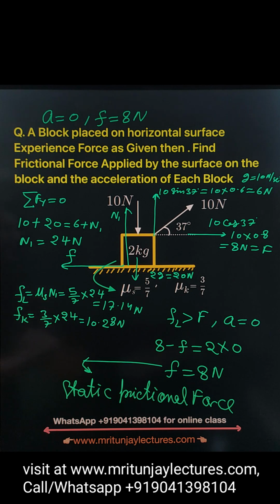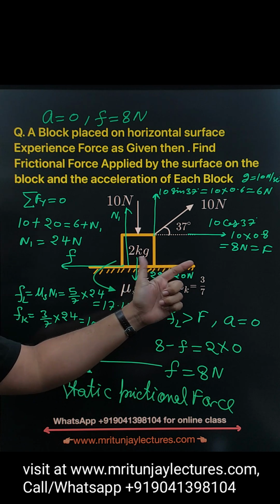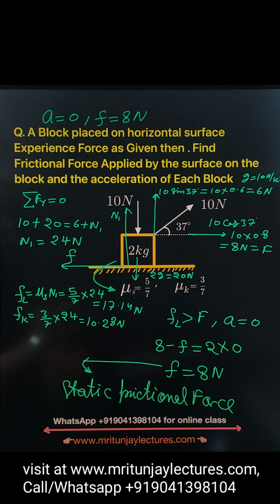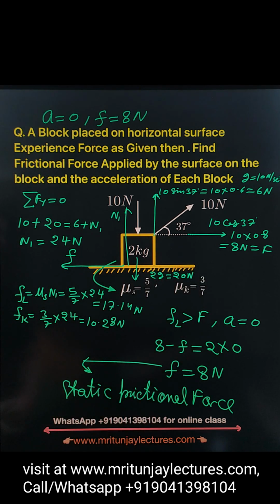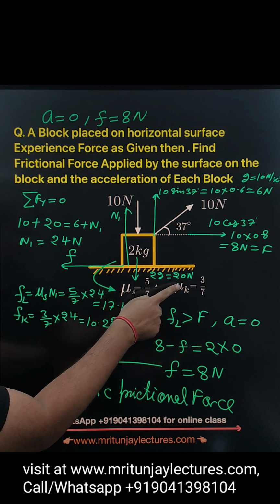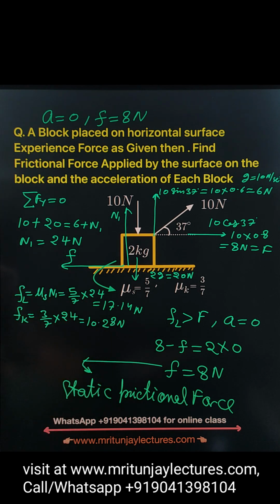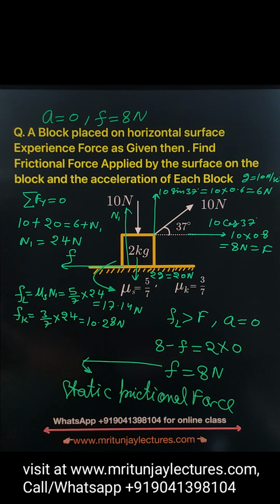Now next target: frictional force always opposes the driving force direction, so that's why it looks like that. Now look here, this one is 8 Newton. So what about the limiting frictional force? F_L is equal to mu_s into N1. Mu_s is 5 by 7, N1 is 24. So that value is 17.14 Newton. What about F_k? 3 by 7 into 24, then we get 10.28 Newton.